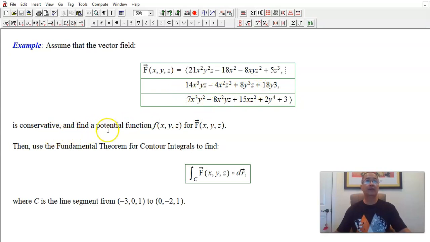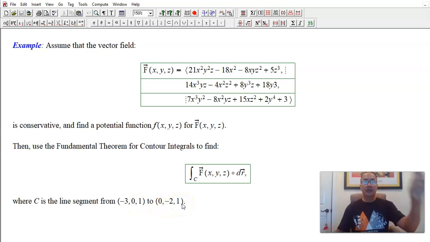So we will look for a potential function, little f, for this ugly vector field, so that the gradient of f is this function. But of course, what we really want to do is to apply the fundamental theorem for contour integrals to find the work done by this force as it moves along a curve C, where C is just a line segment from this initial point to this final point.